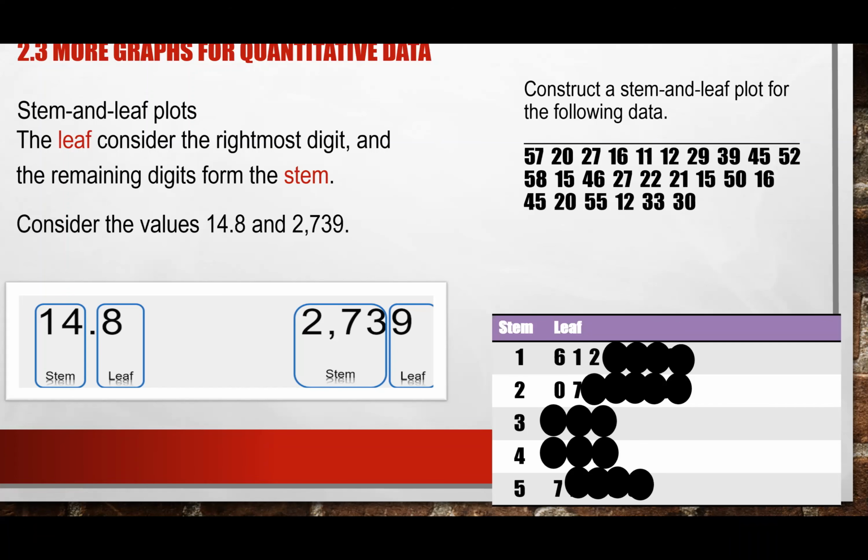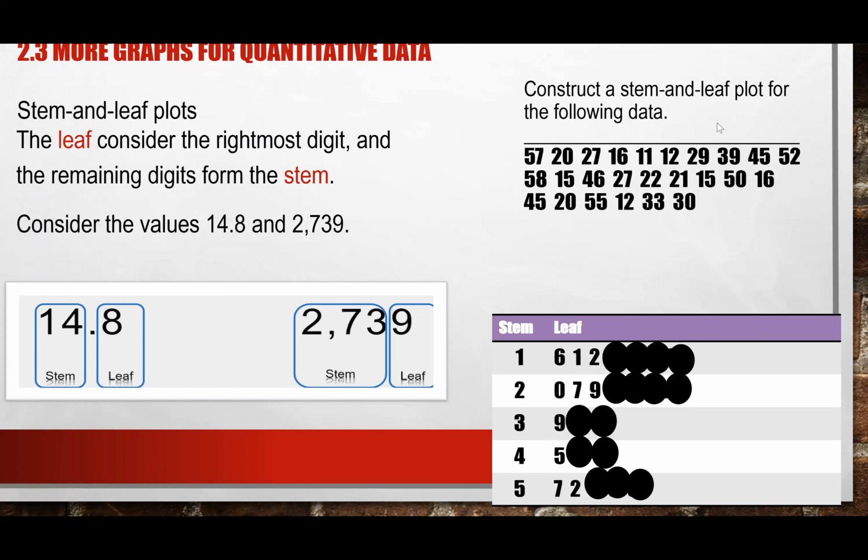Again, I work from left to right. I just take one data at a time. My next data is 29. I go to the 2, I write a 9. 39, I go to the 3, I write a 9. 45 and 52. Again, basically you go into each of your data and you write one number at a time.